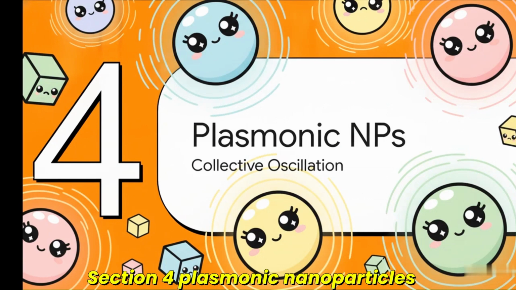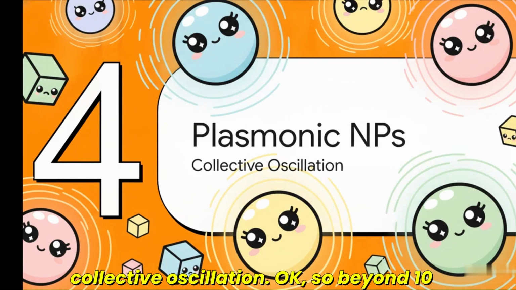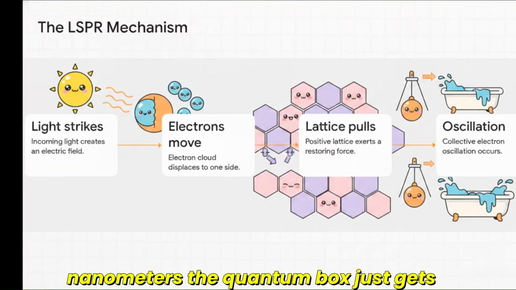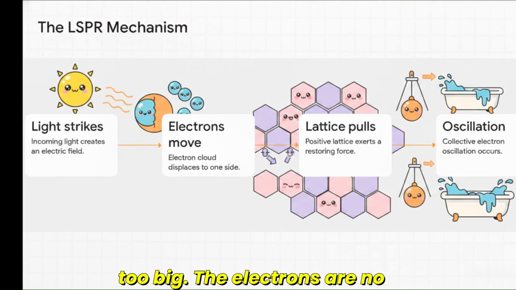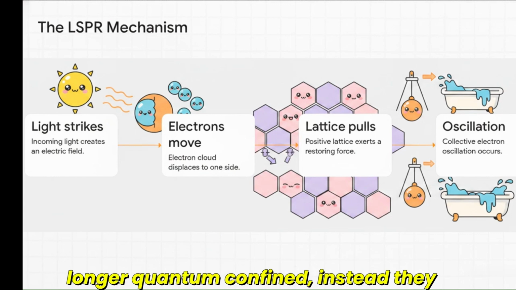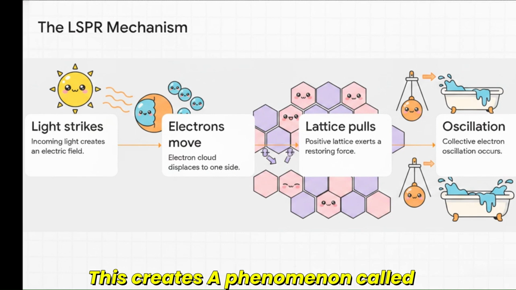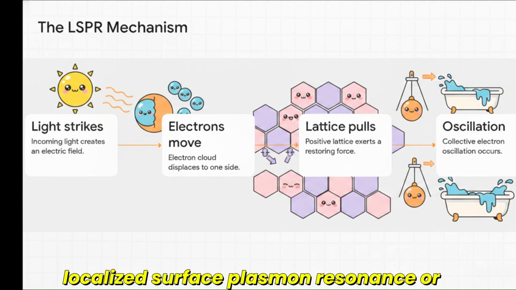Section 4. Plasmonic nanoparticles. Collective oscillation. Okay, so beyond 10 nanometers, the quantum box just gets too big. The electrons are no longer quantum confined. Instead, they start moving collectively, altogether. This creates a phenomenon called Localized Surface Plasmon Resonance, or LSPR.